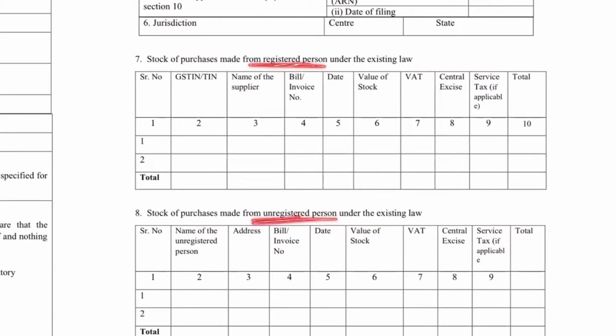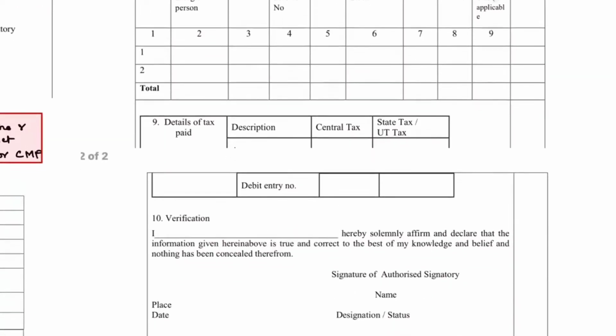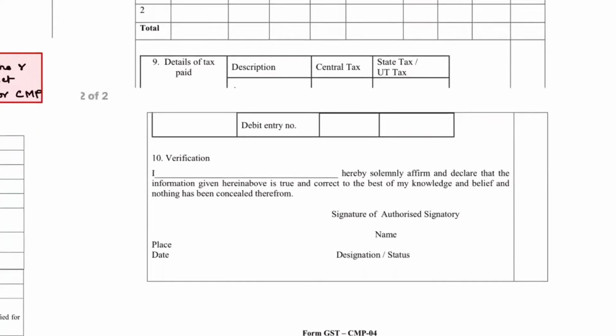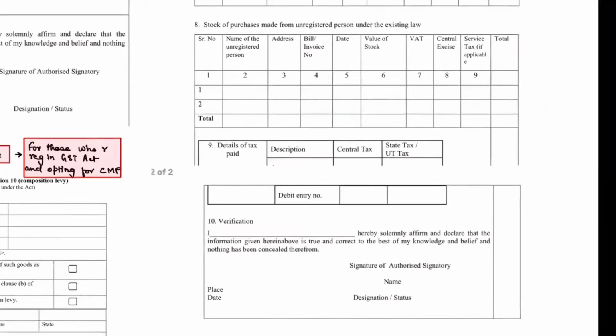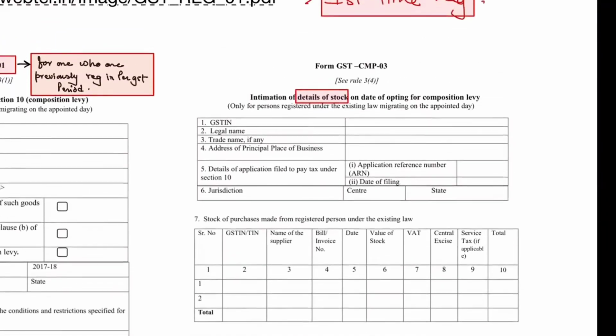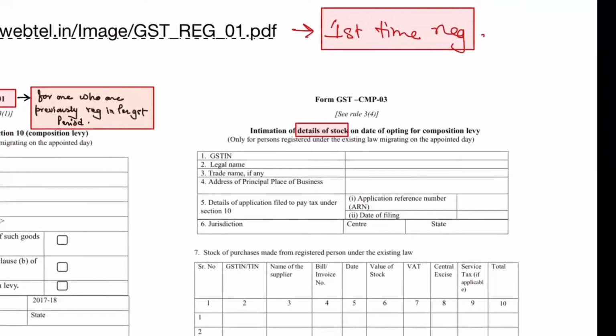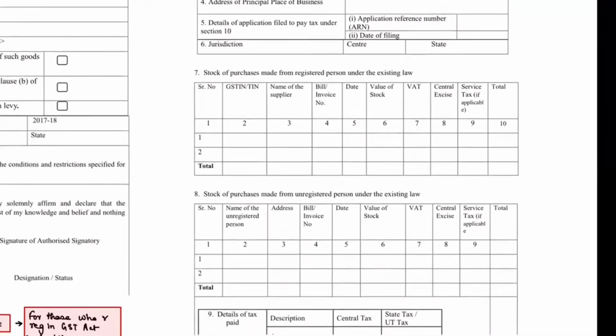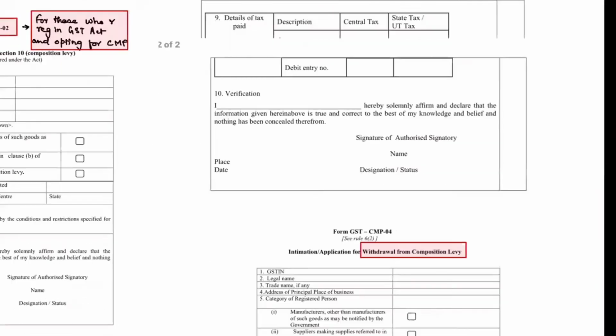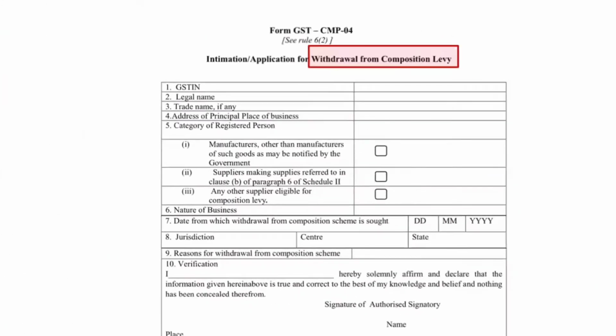Correct. Now, many more things are there: details of tax paid, description, challan, debit entry number. Okay, so we need not see that. And one more form which is important is form GST CMP-04. What does that say? Intimation or application for withdrawal from composition scheme. Suppose you are opting out, correct. So the one who is opting after getting registration under the GST Act will file CMP-02, and one who is withdrawing from the composition levy may have to file CMP-04, correct.